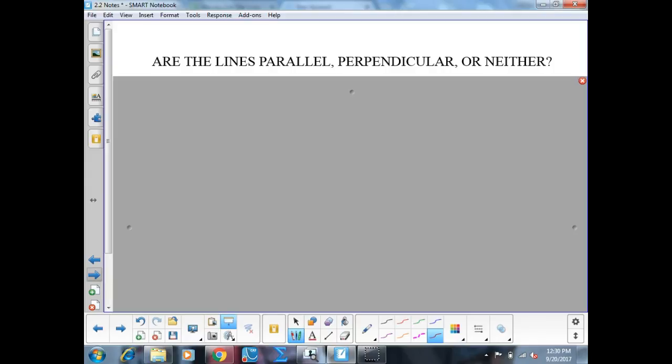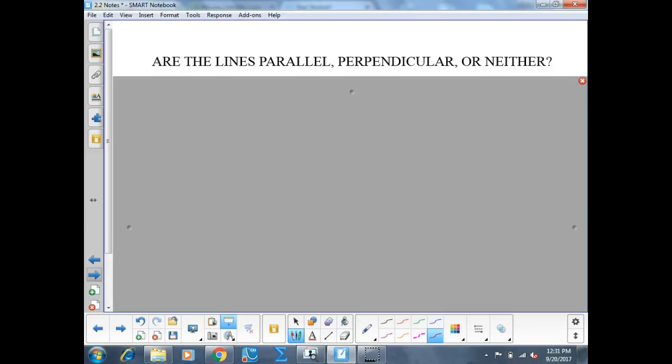Two lines can be perpendicular. What does it mean to be perpendicular? They intersect at a 90 degree angle. Actually, they make four 90 degree angles, right? And then neither is not parallel and not perpendicular. Another way of saying it is called skew. So there's parallel, perpendicular, and skew.